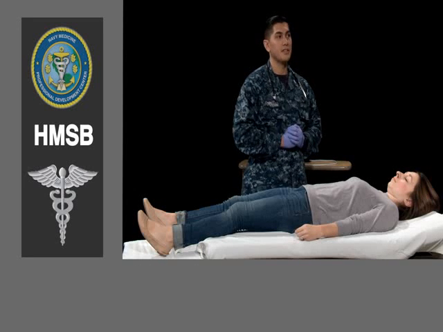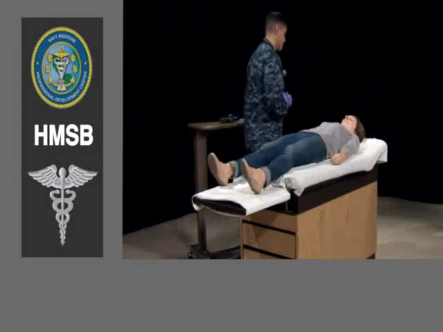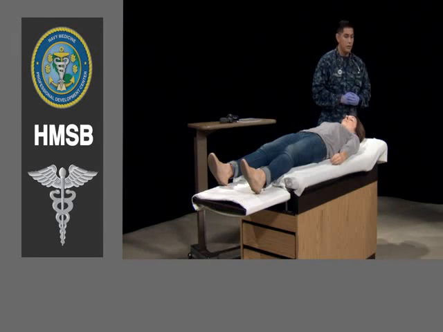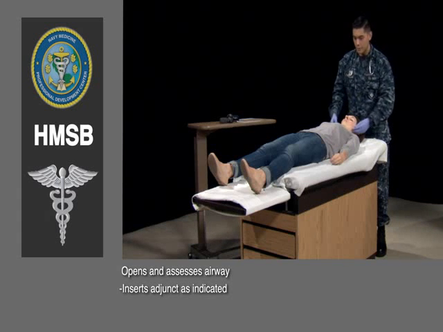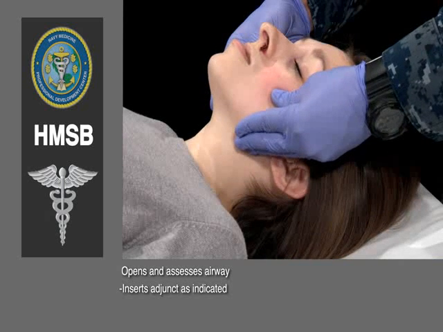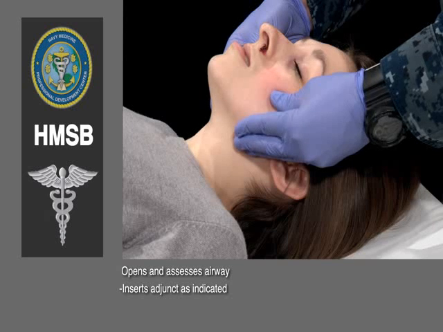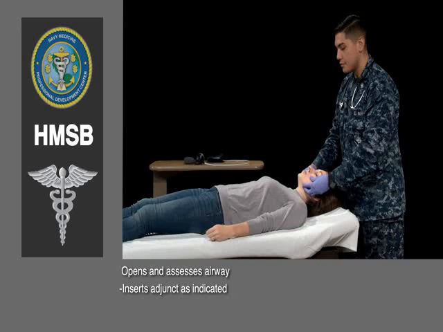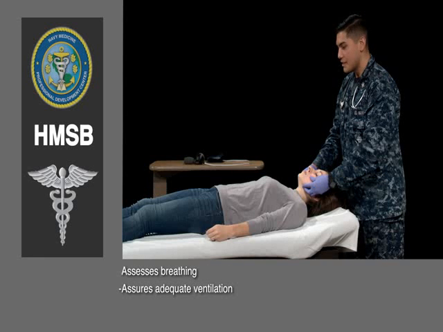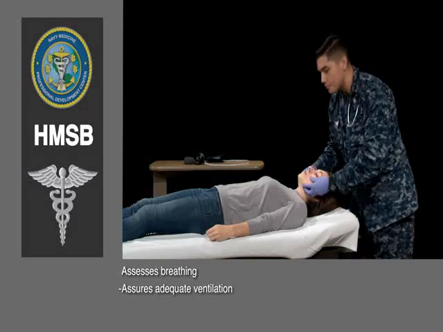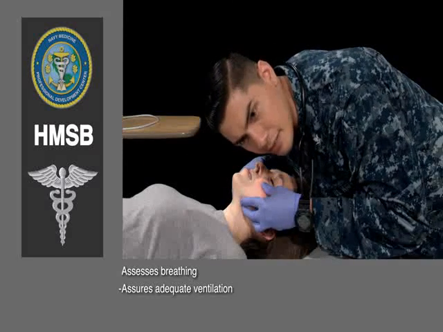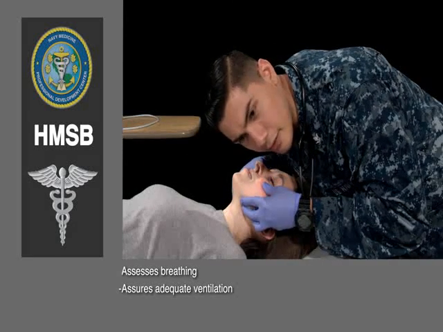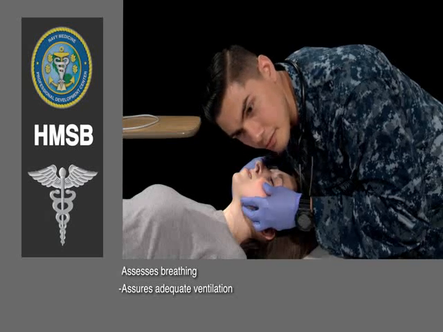Now, I'm going to assess her ABCs, her airway, breathing, and circulation. I'm going to open her airway using the jaw thrust maneuver. I'm going to maintain an open airway by inserting an oral adjunct as necessary. Next, I'm going to assess her breathing by watching her chest rise and fall, listening for breath sounds, and feeling her breath on my face.